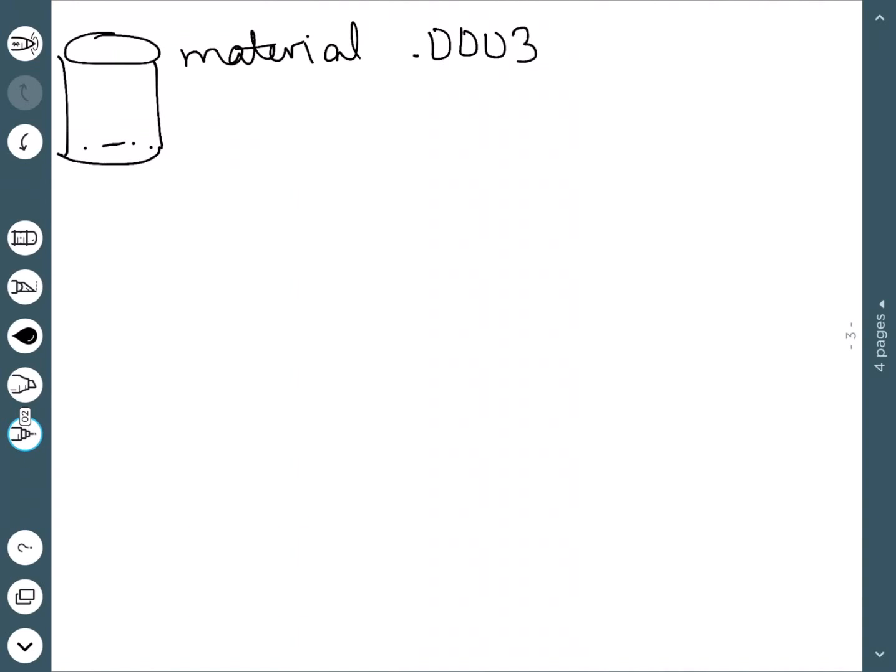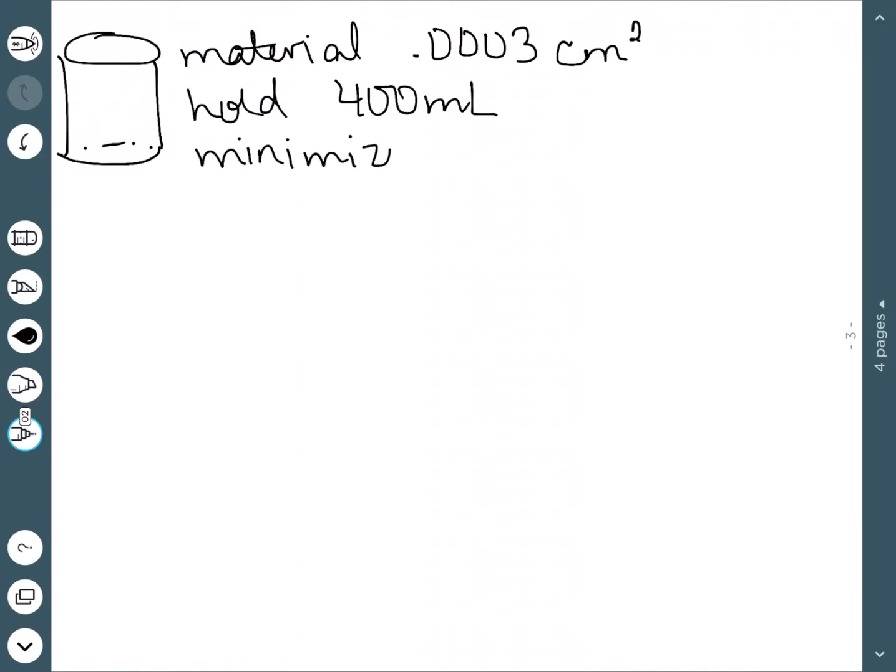Let's look at another example. Let's suppose that we are designing soup cans. And we know that the material for the cans costs 0.0003 cents per square centimeter. And we also know that the can must hold 400 milliliters of soup. So what do we need to do to minimize the cost? We don't want to spend a bunch of money. So how can we minimize the cost of material?